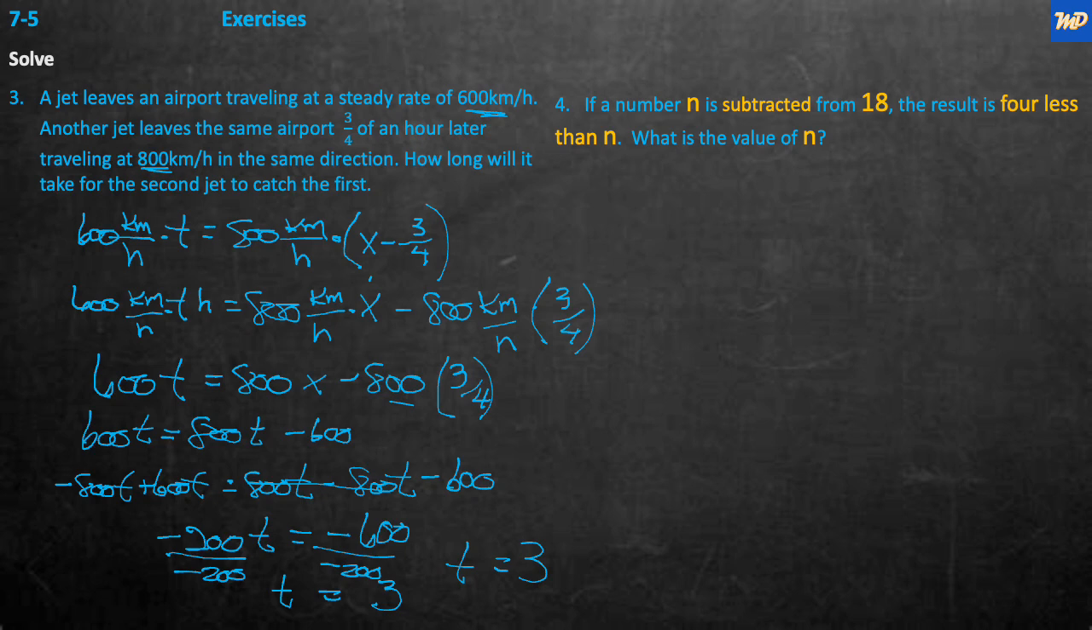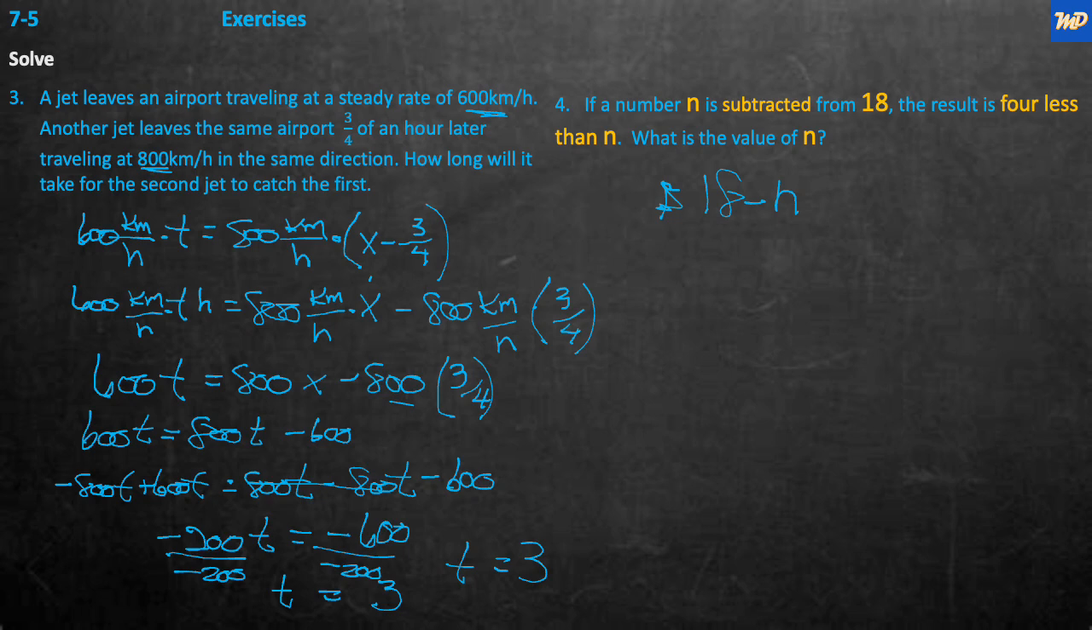Okay, and finally the last problem. This will be interesting because we have to look at what the words are saying. It's not a tough problem, but just to help you get used to the words. So it says if a number n, so we have some unknown number n, is subtracted from 18. Oh, so you're going to take 18 and you're going to subtract n from it. Well, let's write that. 18 minus n.